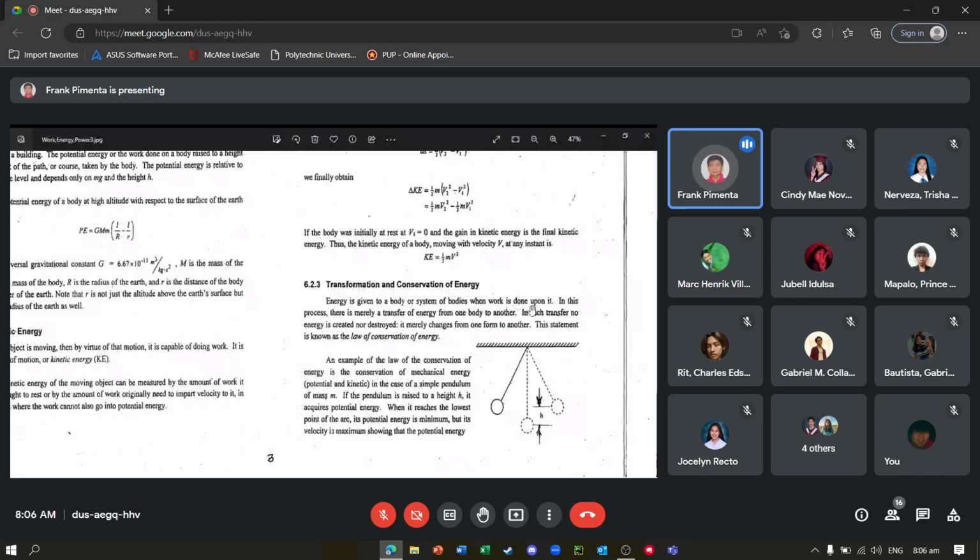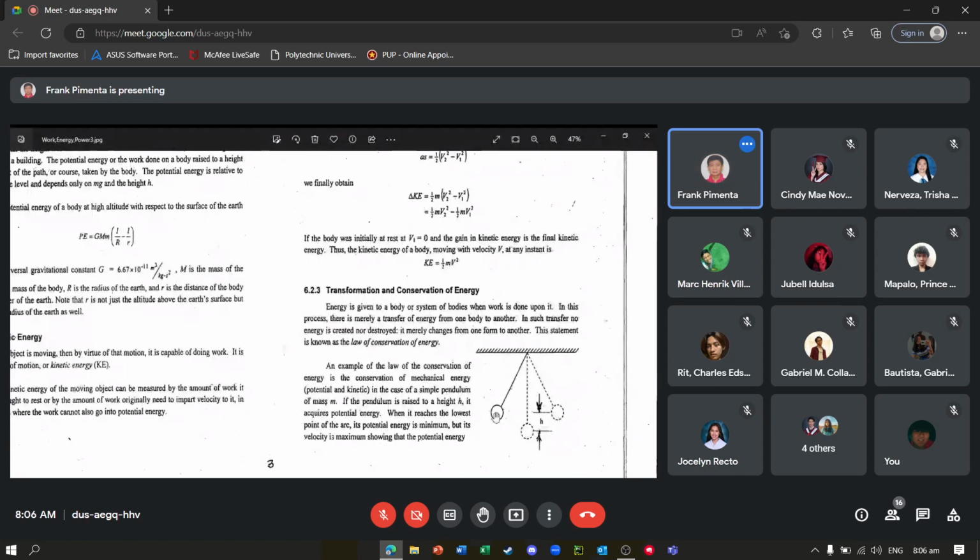Now, since the pendulum has a radius of rotation here, so the path of the pendulum is a perfect arc of a circle. Kasi this is a fixed radius. Perfect arc ng circle dito. Yun ang path of this pendulum.